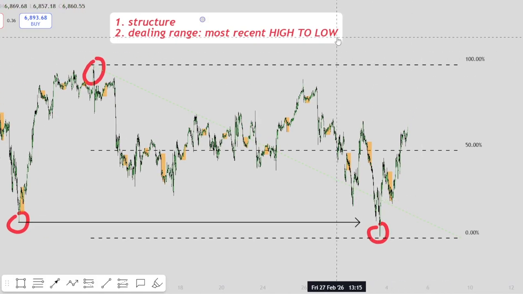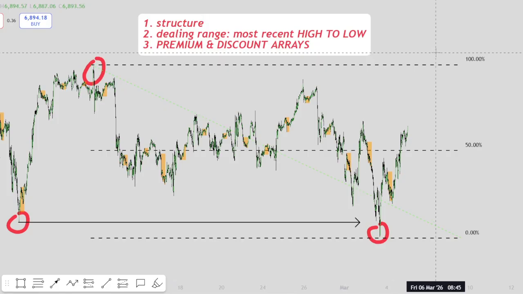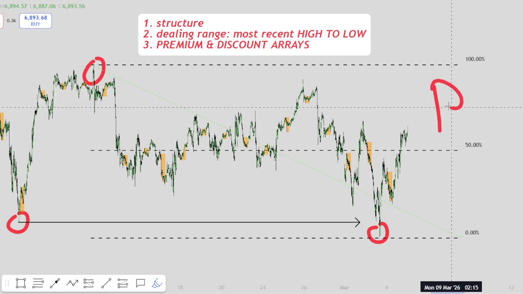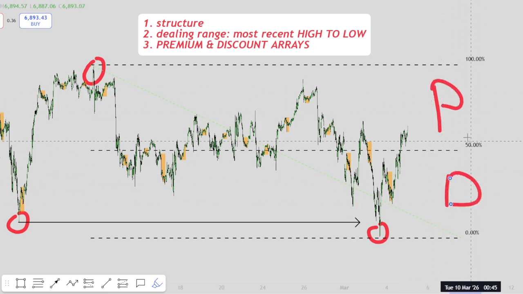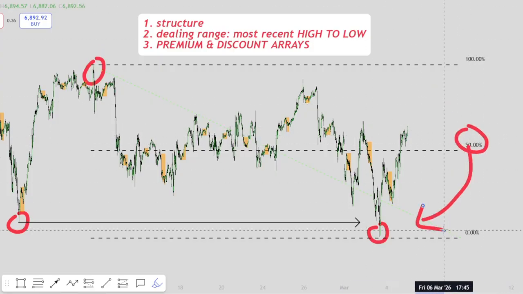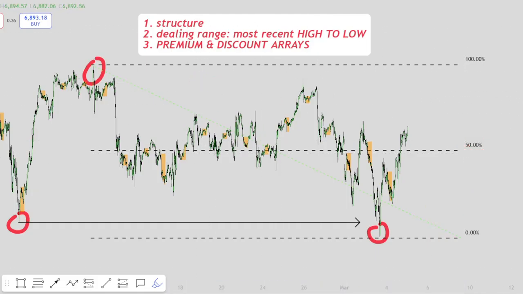Step 2 and 3 come together because step 2 gives you step 3. And step 3 is the premium and discount arrays. Now, how do we then understand premium and discount? Once we have our structural high and structural low, this is the premium, this is the discount. Anything below 50% is a discount, anything above is a premium. This 50% is basically the halfway point between this low and this high. It is the easiest thing to understand, and it's the most important thing to understand.